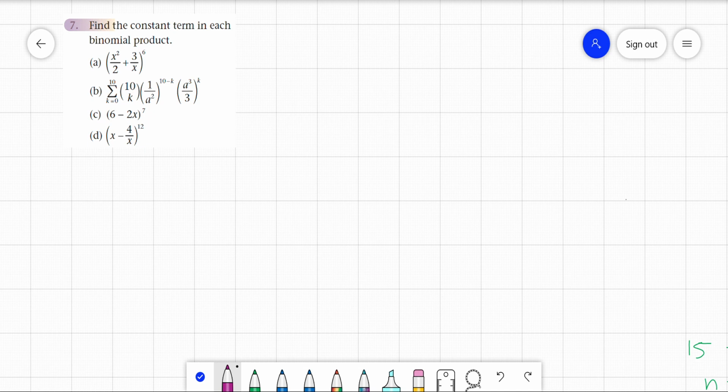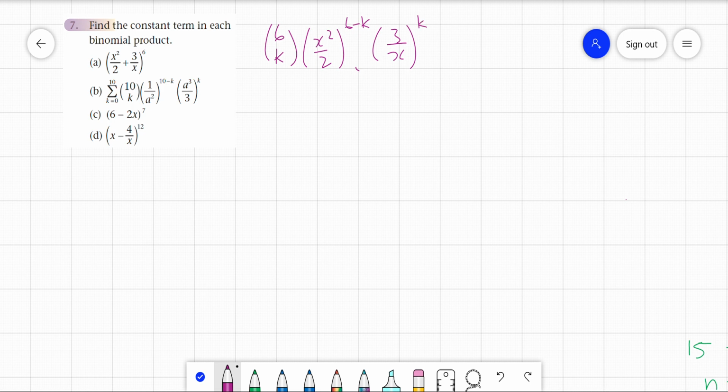So 7a and d is what I just asked you to do. So let's go to 7a, find the constant term. So again, we need a general term. So 6 choose k. Let's do the first term to the power of 6 minus k, and the second term to the power of k.